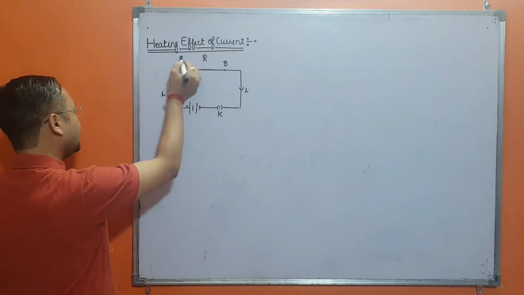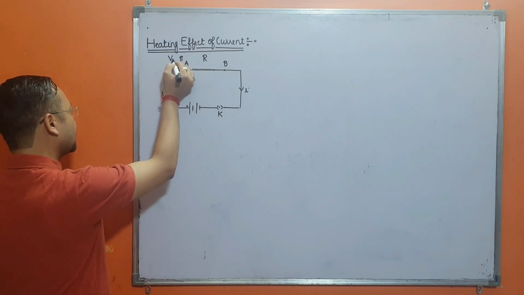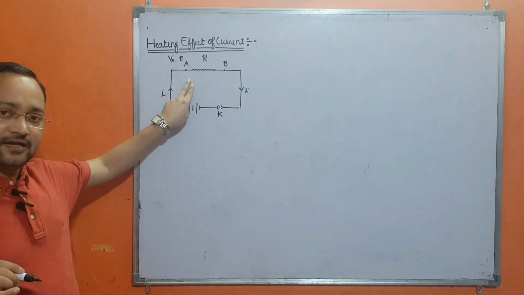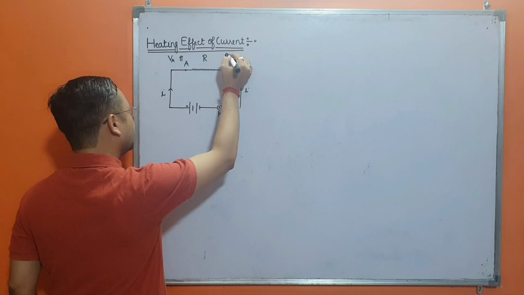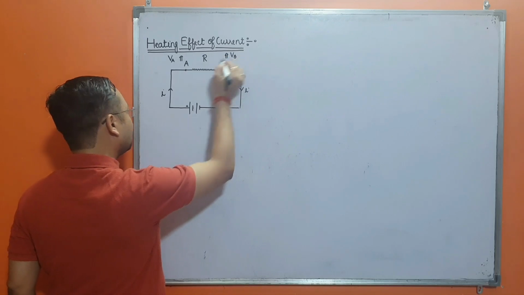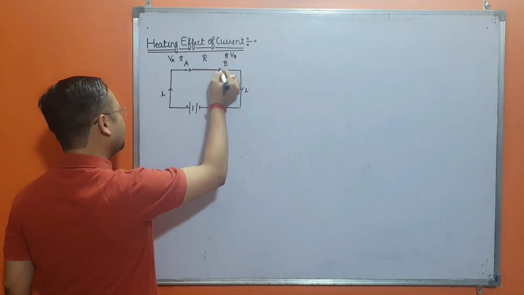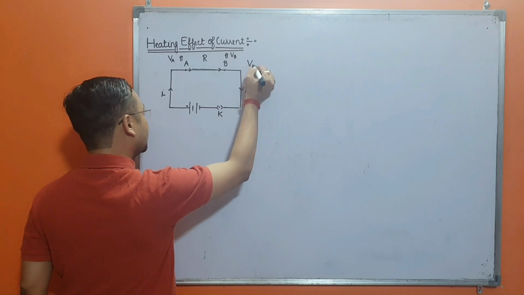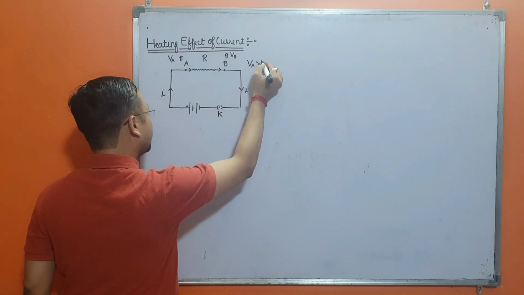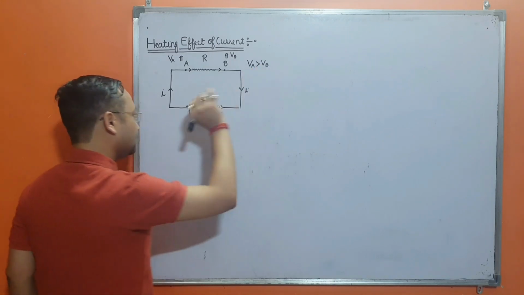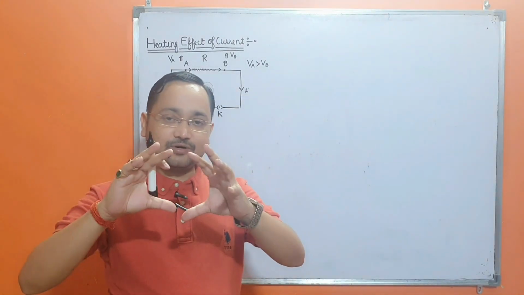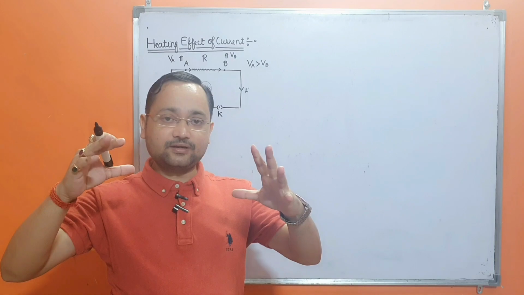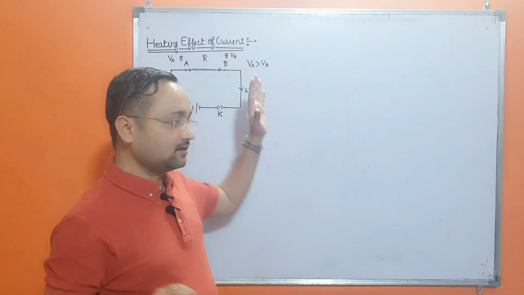I have said that the electric potential at terminal A is VA, and I have denoted the electric potential at terminal B as VB. We know that current flows from higher potential to lower potential. It means that VA is greater than VB. That is the basic explanation about the circuit. Whatever you are thinking during drawing the circuit, I have just explained in words.